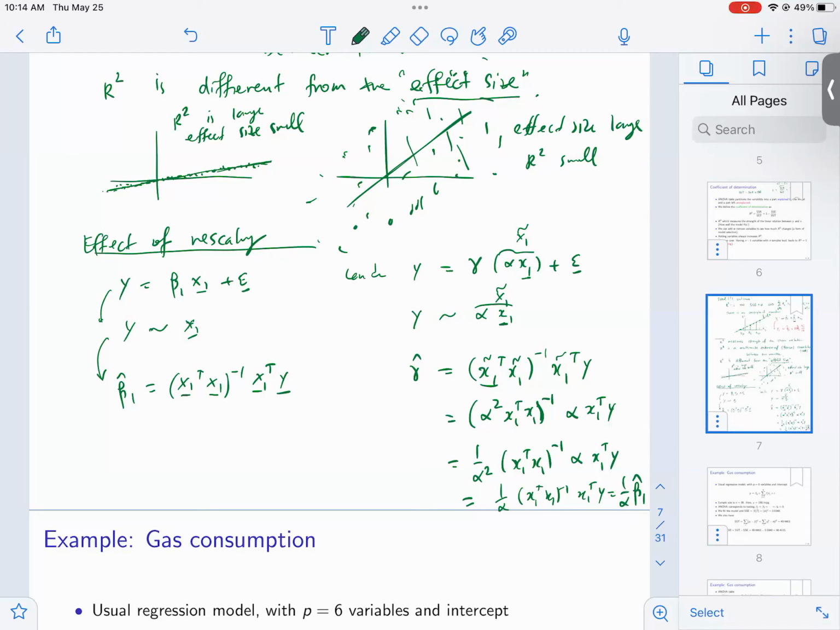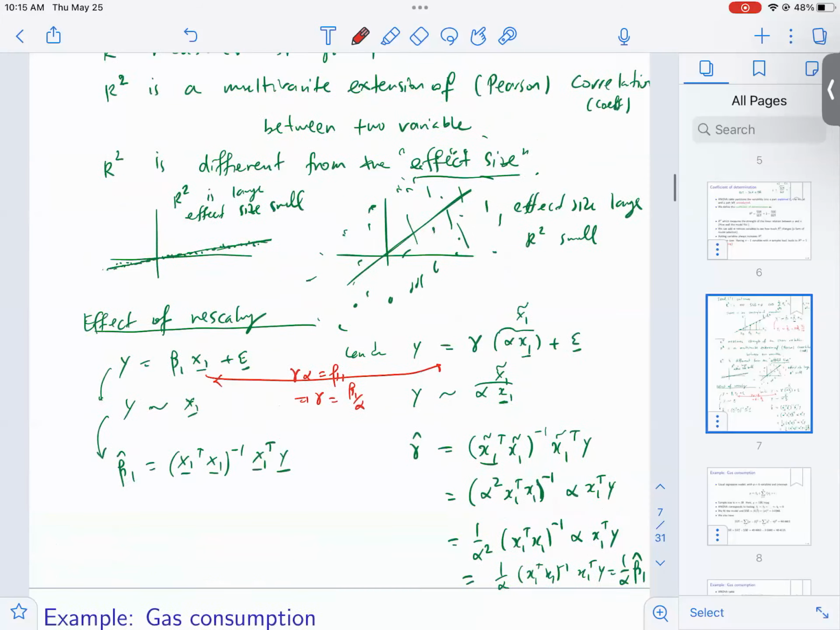So the effect is that beta hat is rescaled down. Intuitively, it should be sort of obvious if you write the model, because if this model is true and I rewrite it like this, gamma alpha should be equal to beta 1. So gamma should be beta 1 divided by alpha. Okay. Gamma alpha equal to beta 1. So again, the true gamma should be beta 1 over alpha if the model is correct, and the estimate will respect that. So gamma hat turns out to be 1 over alpha times beta hat 1.